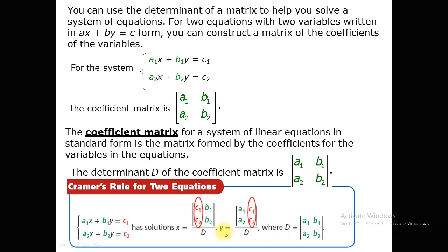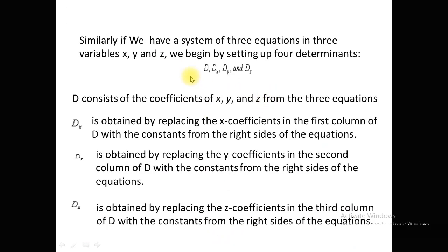Now for the solution of y, replace the coefficients in the second column by the constants which lie on the right-hand side of the equations, and this new determinant will be called Dy. So find the determinant of this Dy matrix, divide by the determinant of the coefficient matrix, and we get the value of y. Now suppose we have a system of 3 equations in 3 variables like x, y and z.